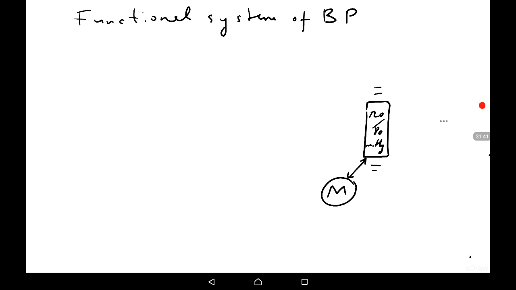The blood pressure also is different in different blood vessels, as we already know. So this parameter is not very stable. It is a plastic parameter of the internal environment. The next component of this functional system, and a very important one, is the baroreceptors.